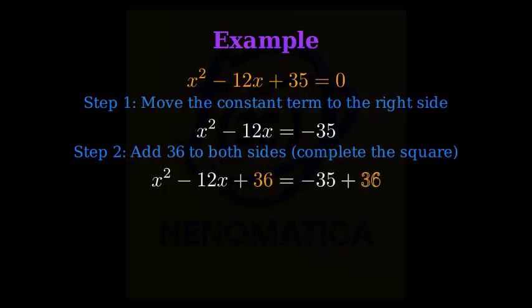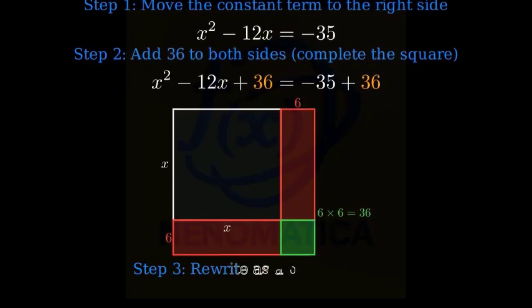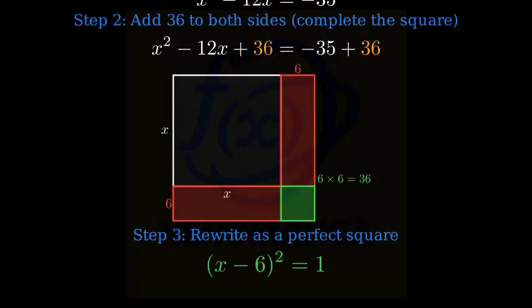Here is the geometric picture for intuition. Imagine a square of side x. Subtracting 12x means removing two rectangles each of size x by 6. To complete a perfect square, we must add a small 6 by 6 square, which is 36. Step 3. Rewrite the left side as a perfect square. We obtain left parenthesis x minus 6 right parenthesis squared equals 1.